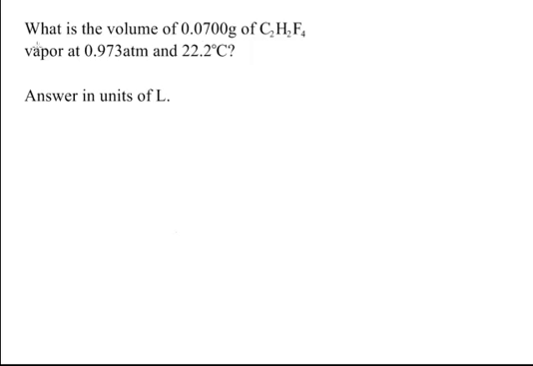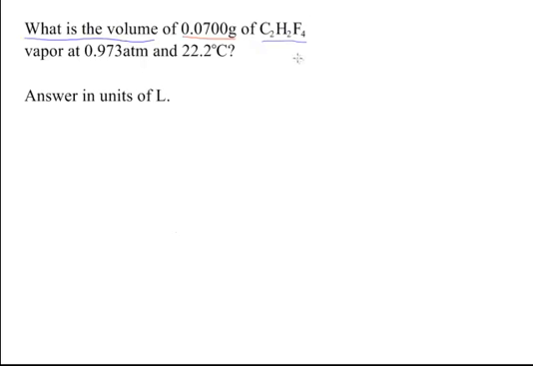Don't try to enter my values because then you're going to get the question wrong. So for this question, it's asking, what is the volume of 0.0700 grams? Anything that I write in red is going to be numbers that we have different. Anything that's in blue is stuff that we have the same. So we're all being asked what the volume is, but we all have different masses. Mine is 0.0700 grams of C2H2F4.